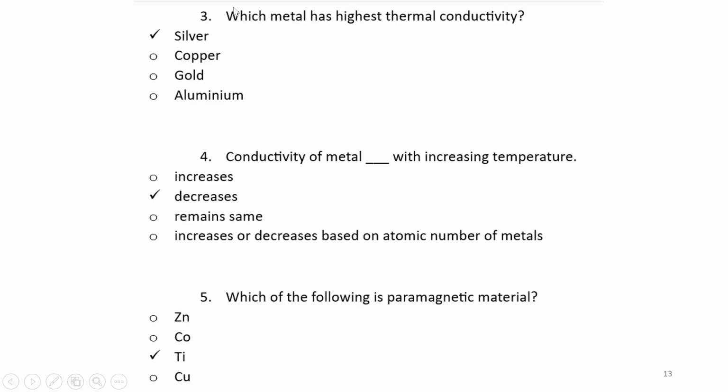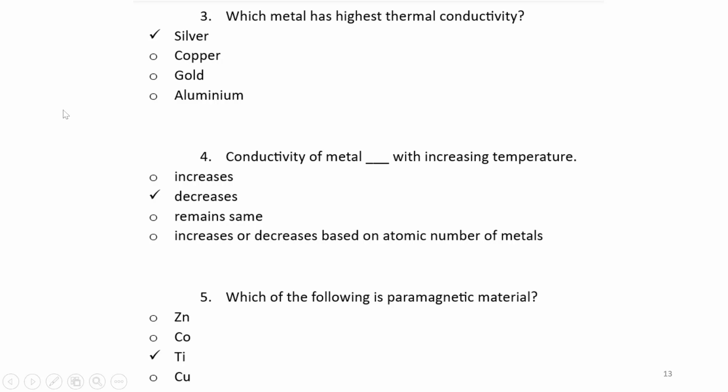Third question is, which metal has the highest thermal conductivity? Your options are silver, copper, gold and aluminum. As I told earlier, both thermal and electrical conductivity are highest for silver. Conductivity of metal blank with increasing temperature: it decreases with increasing temperature, and in case of semiconductors, conductivity will increase.